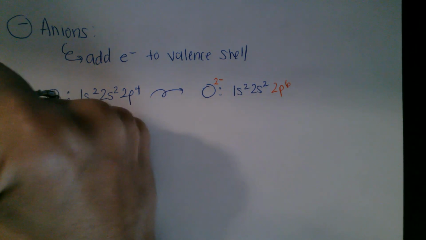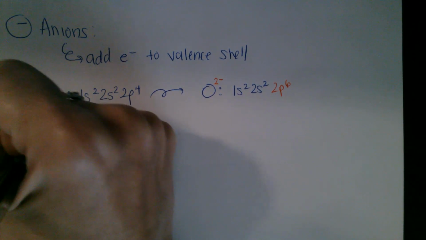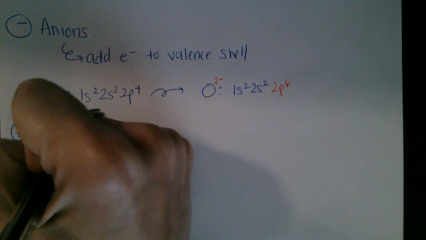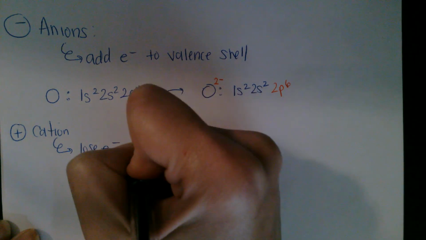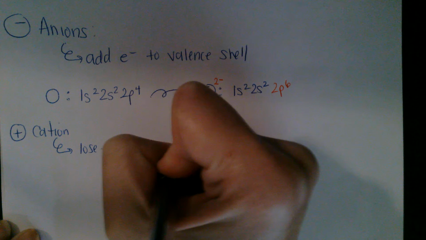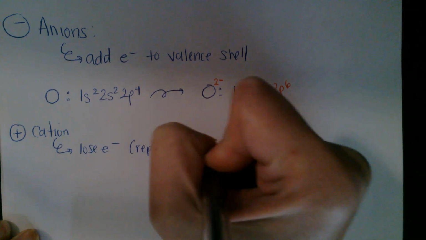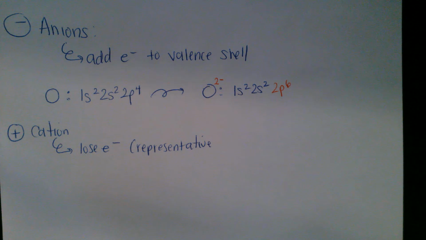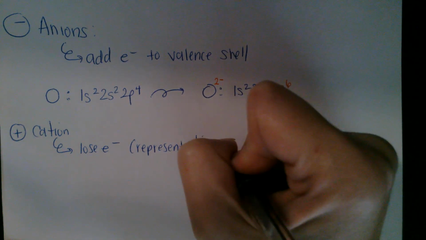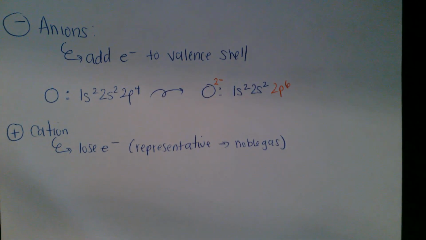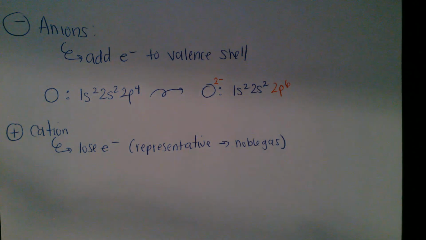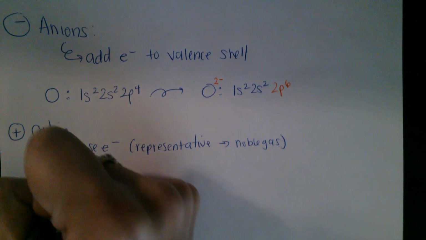Okay, so we saw some simple examples of cations. So cations will lose electrons. If it's representative, so if it's in the group A's, we tend to form a noble gas. For example, we saw all the things that were isoelectronic with argon. But for example, we could look at magnesium.